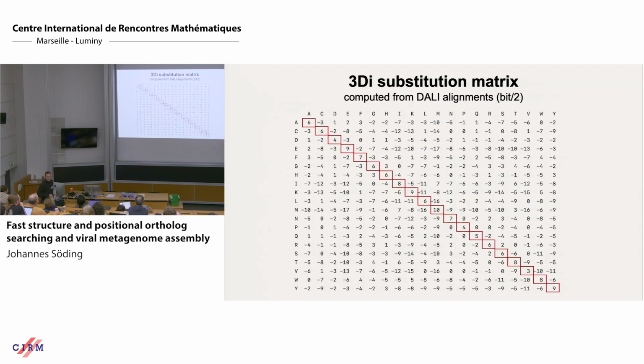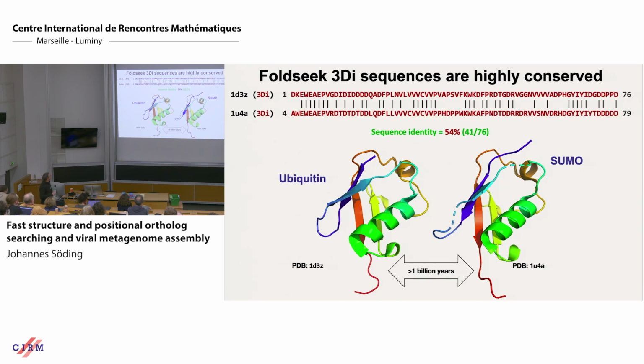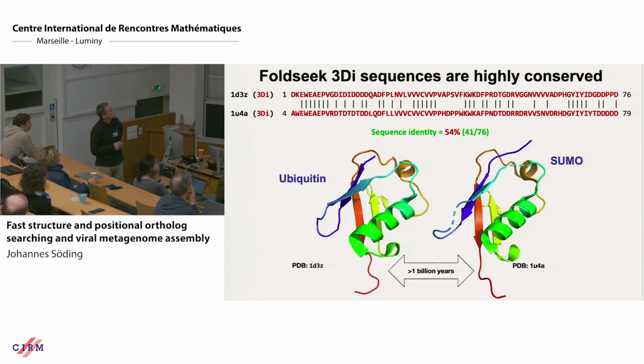And then we can learn a substitution matrix like in a standard amino acid alphabet. You see that it's very high information, has high values on the diagonal and usually very negative ones on the off diagonal. And using this alphabet, coming back to the example of ubiquitin and sumo, we see that now the sequence identity is not 16%, but it's 54% for the encoded sequences. So we call these 3D interacting sequences.